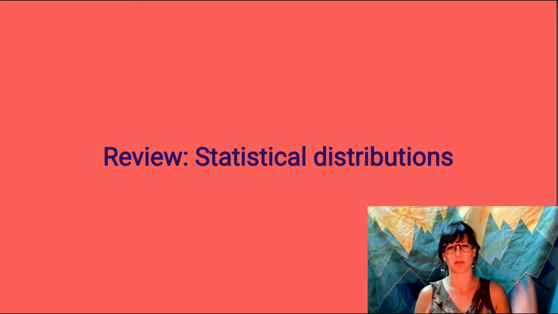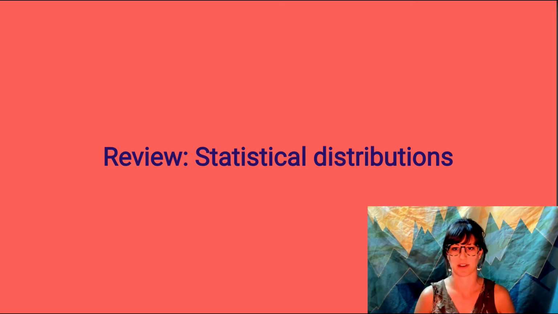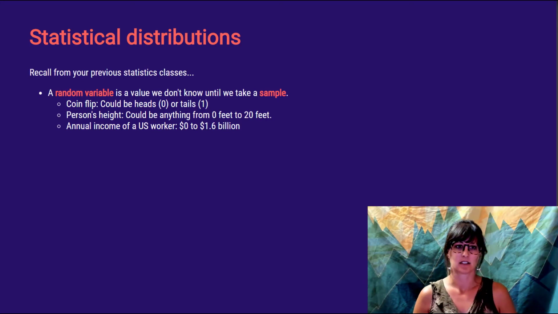So first I want to review these concepts. Hopefully you remember some of this from previous classes or experience, but let's just make sure we're on the same page here. So when I say a statistical distribution, this is meant in reference to what's called a random variable. And a random variable is a quantity that we don't know the value of until we take a random sample. And there are a few ways to think about this.